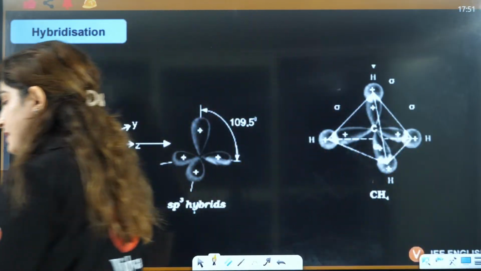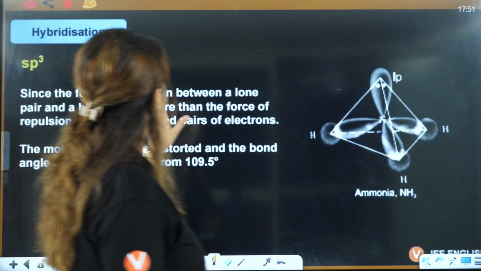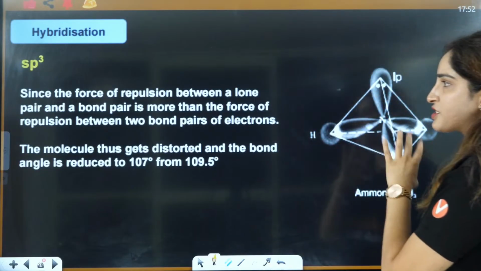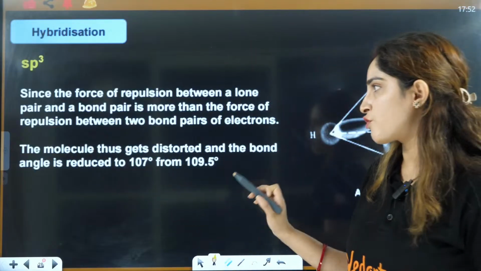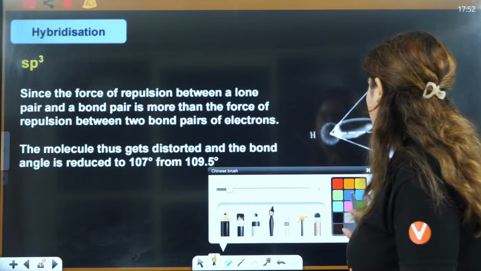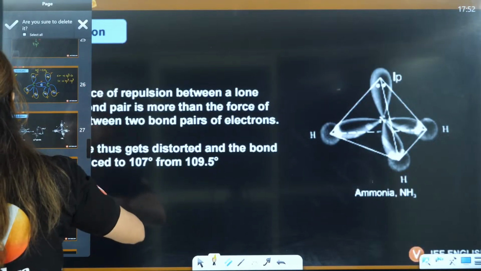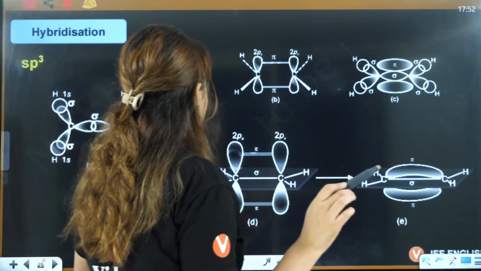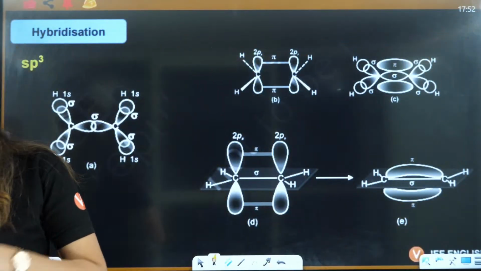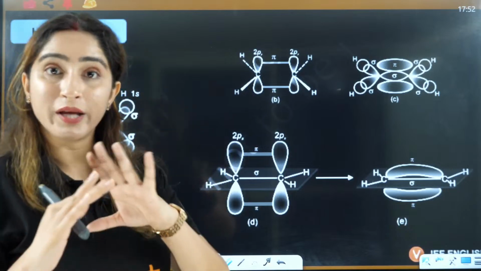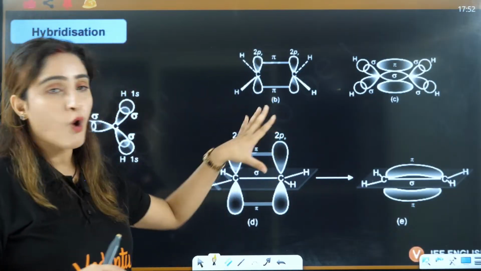Okay. Now, that is about sp3 hybridization. Since the force of repulsion between a lone pair and bond pair is more than the force of repulsion between bond pairs of electrons, the molecule gets distorted. Now we will not talk about this here, because bond pair, lone pair repulsions, everything we will talk about in VBT and VSEPR. In VSEPR and VBT we will talk about bond pair, lone pair, every single structure. You are given a compound, but for that this knowledge is important, right?